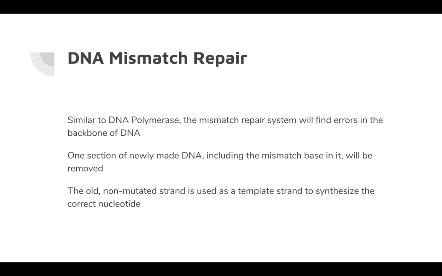That's what polymerase does while it's synthesizing and proofreading. It will feel the backbone of DNA to make sure that everything is correct. If it feels a distortion, if it knows something is wrong, the DNA mismatch repair system will take out an entire section of the DNA that includes the mismatch base inside of it. That entire section will be removed. And then the old non-mutated strand will be used as a template to synthesize the correct nucleotide.